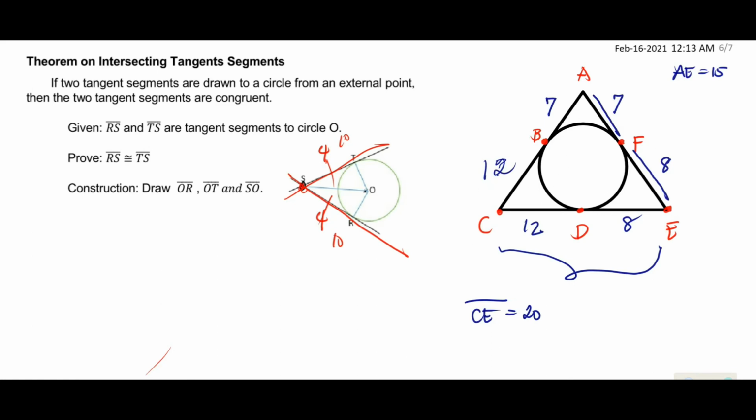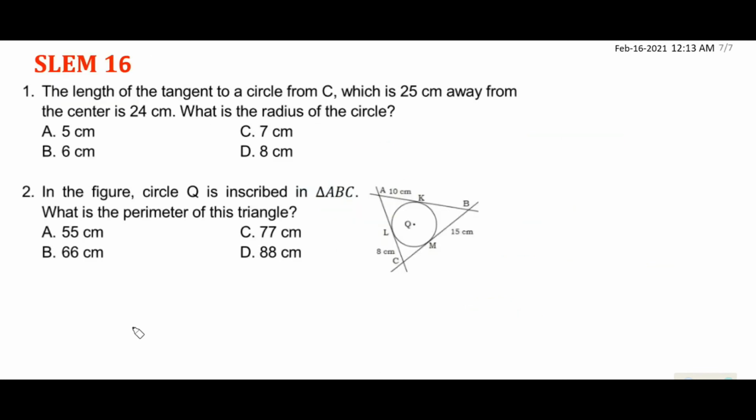So, sana, nagets nitong intersecting tangent segment. It's just all about the measurement of this segment, tangent segments. Na kapag parehas sila, ayan, nag-intersect sila sa labas, therefore, equal sila. Ayan. Okay, next, let's proceed to SLEM number 16. Eto na.